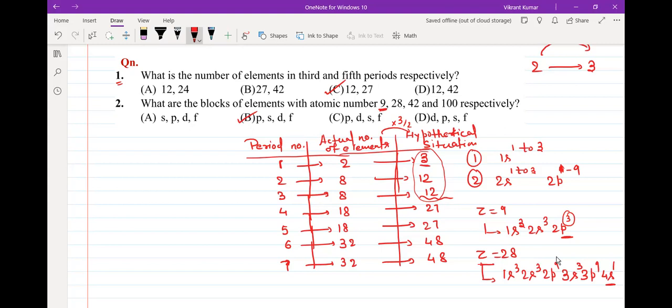Hmm? 42. Look, add the last element and see where you reach. First period capacity 3, then second 12, then 12, right? So that gives you 27. 27 plus 27 becomes 54. And that's why we'll be saying the 42nd element will be part of the fourth period itself.